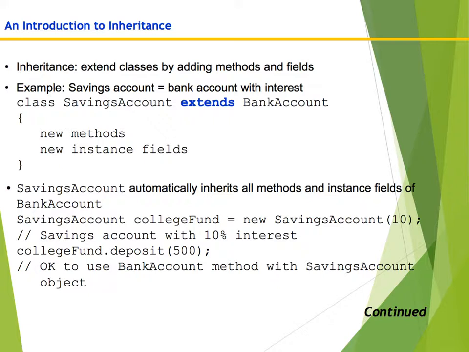Besides, you can use the methods that you could previously use for a bank account, like deposit. For example, if collegeFund is a SavingsAccount, you can first create an object of a SavingsAccount and then set it equal to collegeFund. And then after that, you can simply call the deposit method that exists for BankAccount. And since collegeFund, which is a SavingsAccount, inherits all methods of BankAccount, it is okay to use deposit with the SavingsAccount object.